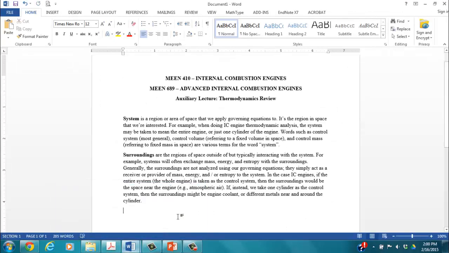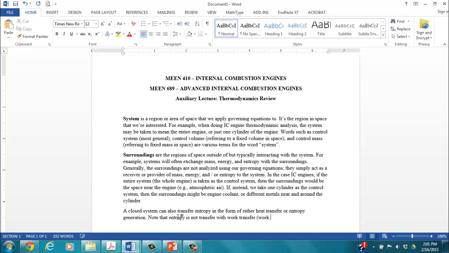So let me capture this real quickly. A closed system can also transfer entropy in the form of either heat transfer or entropy generation. Note that entropy is not transferred with work transfer.